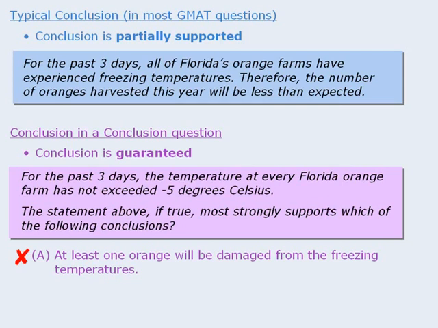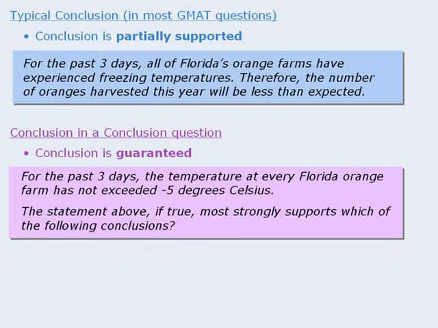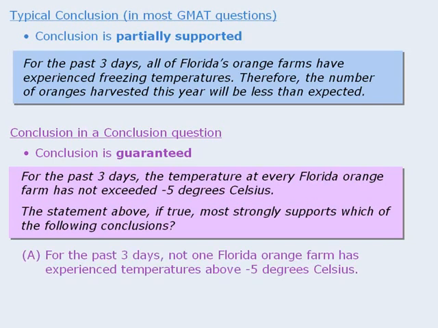Sure, it seems very likely that at least one orange will be damaged, but the given premise does not guarantee that this will happen. Now, once we understand the degree of certainty required by a conclusion question, this question type becomes much easier to handle. So what would be a logical conclusion here? Well, one logical conclusion would be, for the past 3 days, not one Florida orange farm has experienced temperatures above -5 degrees Celsius. This conclusion is guaranteed by the premise.